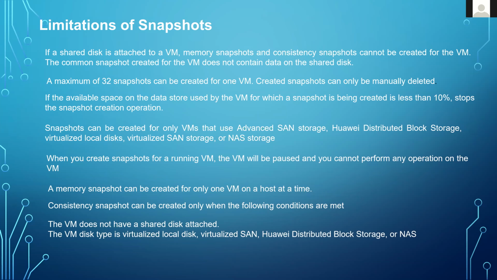The consistency snapshot can be created only if the following conditions are met. The VM does not have a shared disk attached. Virtualized local disk, virtualized SAN, Huawei distributed storage, or NAS are supported with the consistency snapshot. So these are some limitations. Whenever you are taking a snapshot and you are facing issues, you have to take care of these.